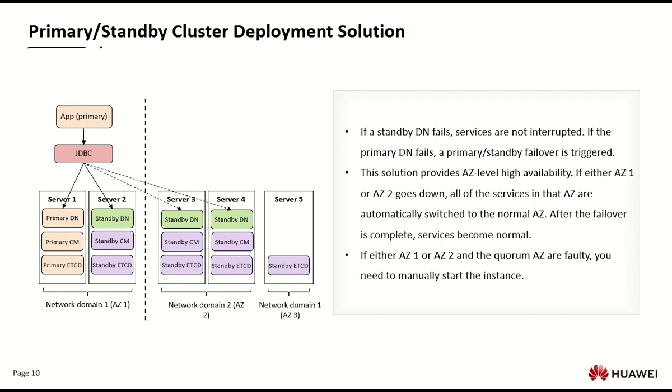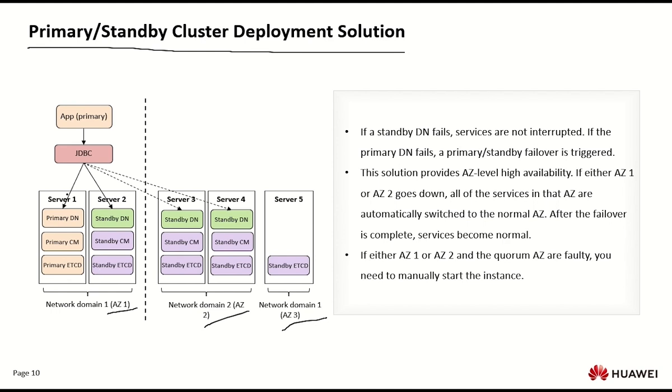First of all, let's talk about the primary and standby cluster. So this is the first scenario. We have three AZs. Each AZ means a physical data center. We have three AZs in one region, which is in one city. So inside this city, we distribute our GaussDB into different physical data centers to provide high availability.